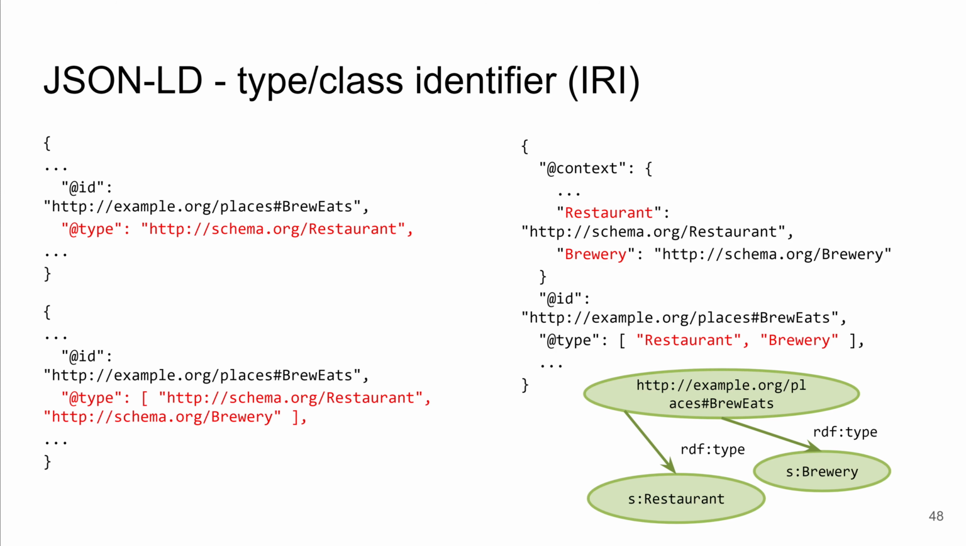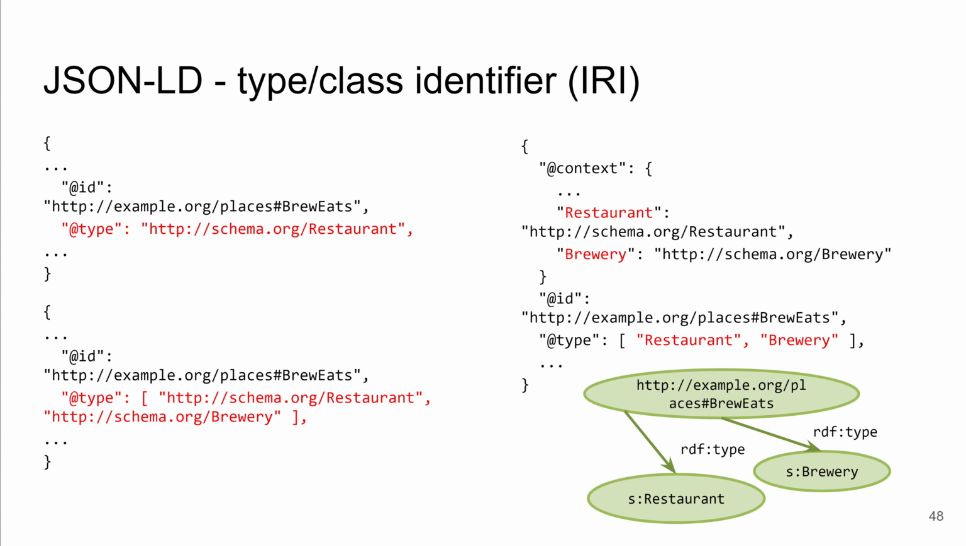In the second example, in the lower left side of the slide, we see that there may be multiple types to an object, and we can use the JSON array for that. So in the second example, we know that this is a restaurant and a brewery.